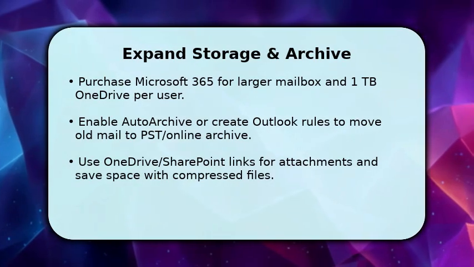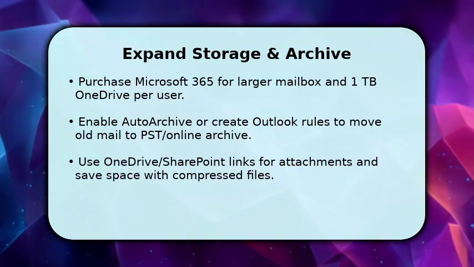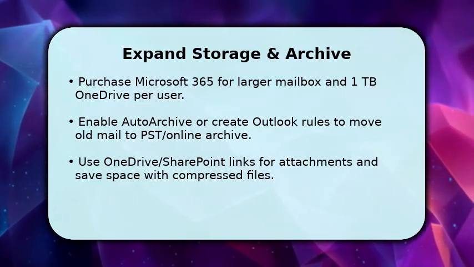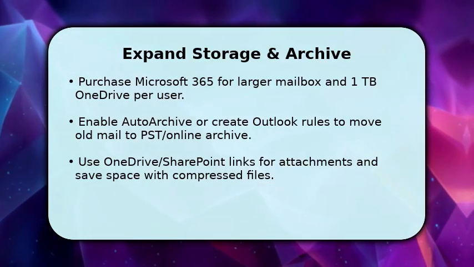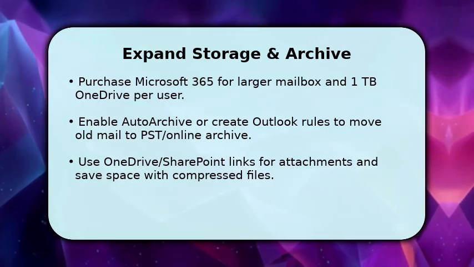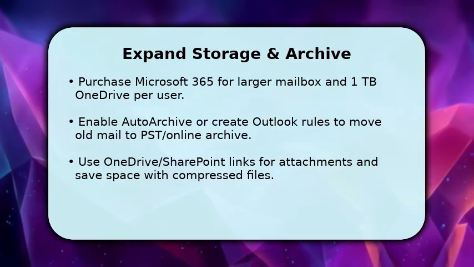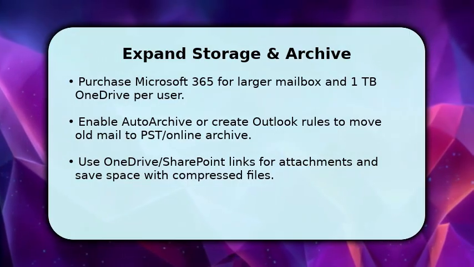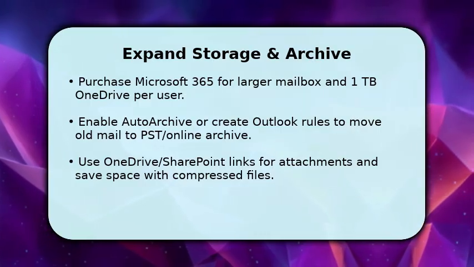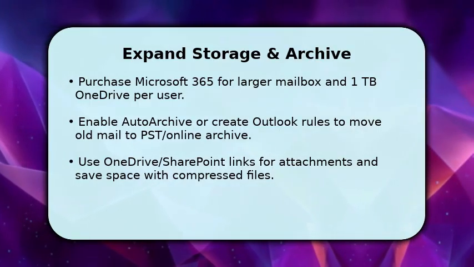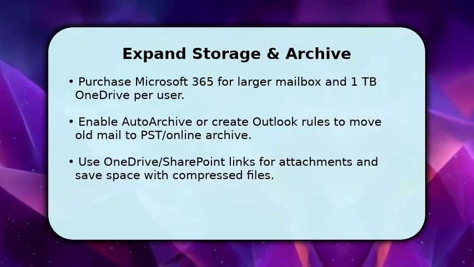Next, expand capacity. Upgrade to Microsoft 365 to get a larger mailbox and 1 TB OneDrive per user, which immediately reduces inbox pressure. Then configure Auto Archive or create rules that move messages older than a set date into a PST or online archive. This frees server quota while preserving searchability.